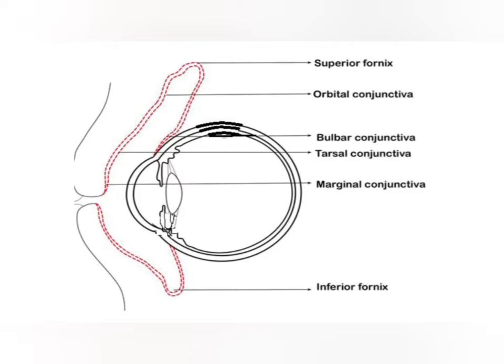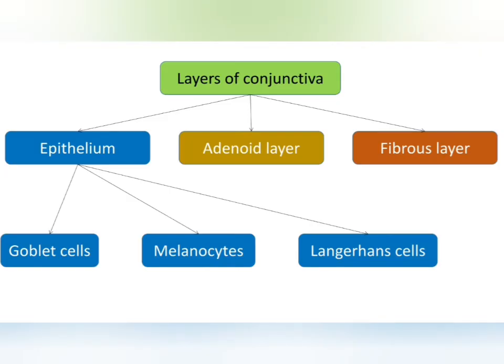So scleral conjunctiva is loosely attached and limbal conjunctiva is very tightly attached. Okay, and in the limbus area, the conjunctival epithelium and corneal epithelium are the continuation part. Okay, so let's move to the layers of conjunctiva.